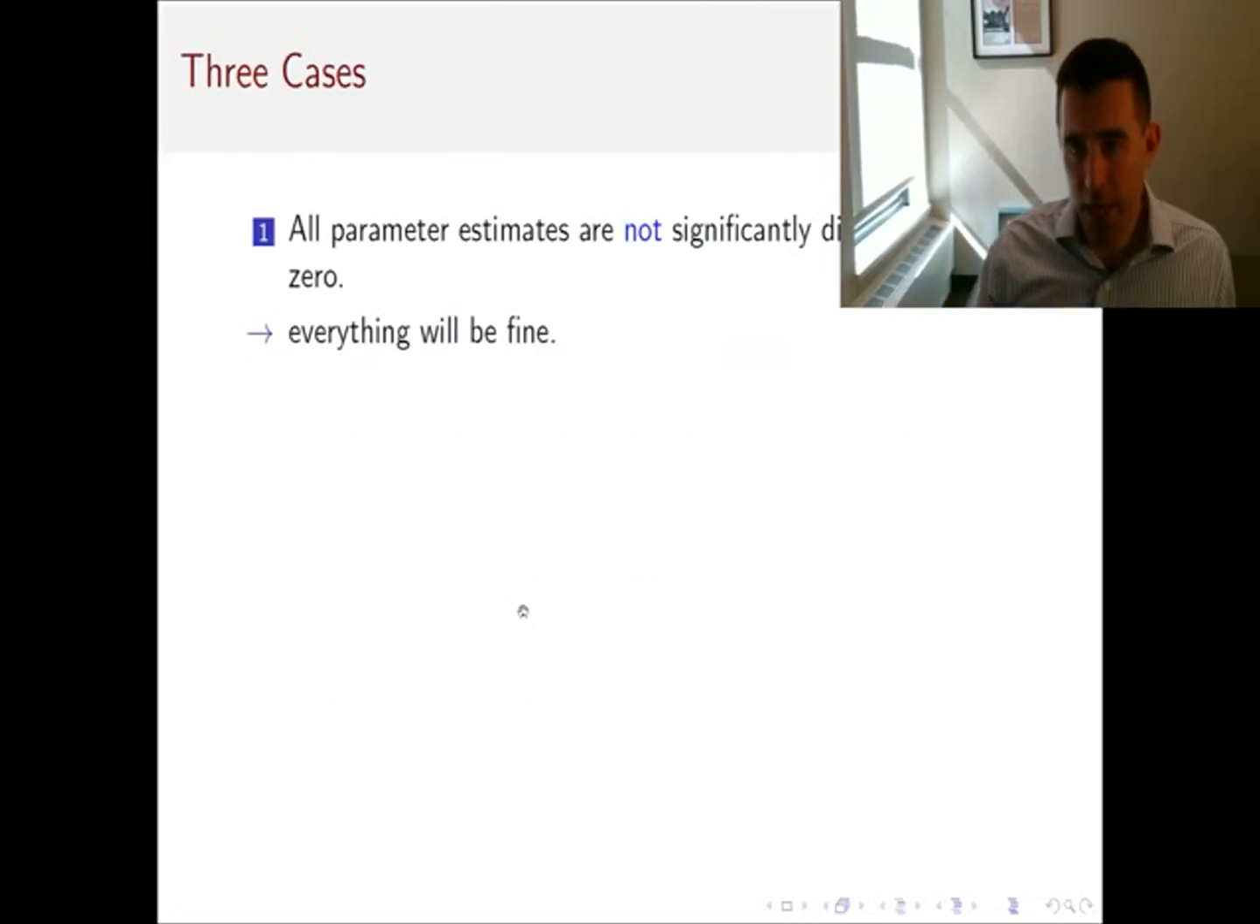So we're going to think about 3 cases. You can imagine a situation where none of those parameter estimates are different from 0. We're thinking about things like the death row statements, where it doesn't matter if you include numbers or not. That's great. In that case, everything will be fine. You just go ahead anyway.